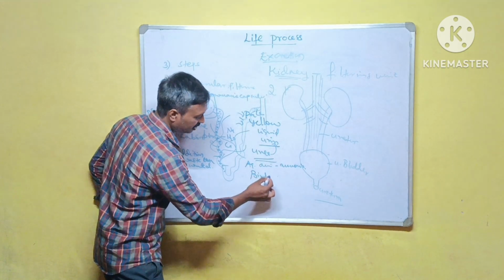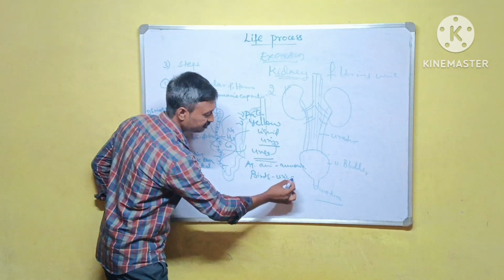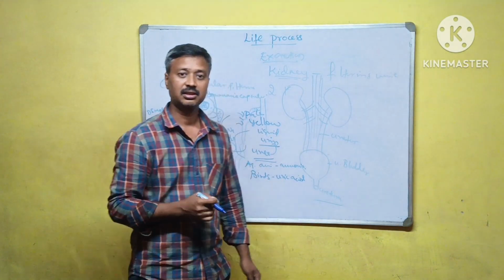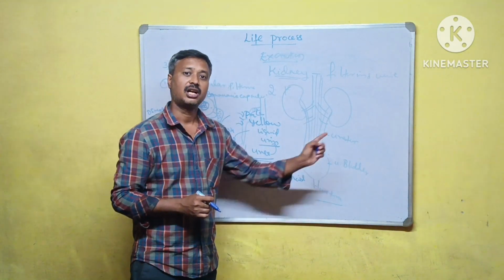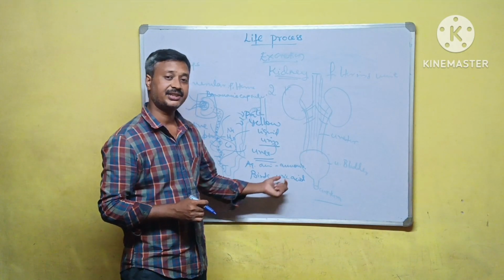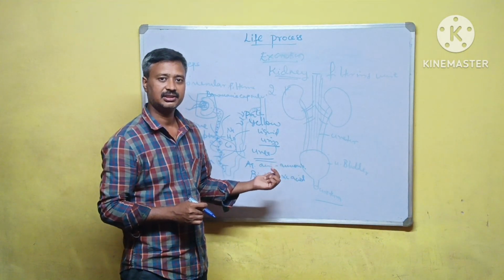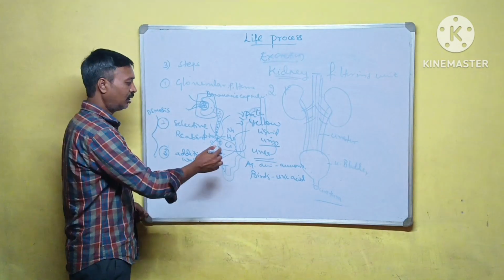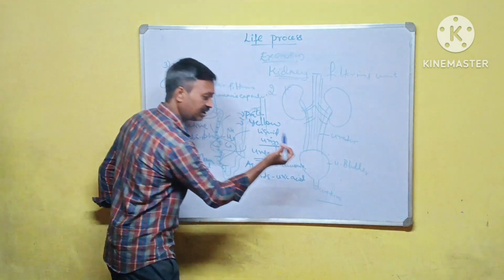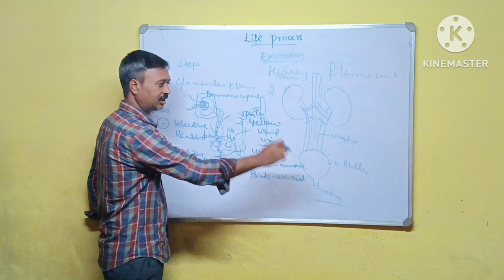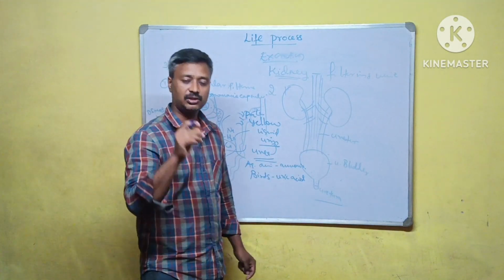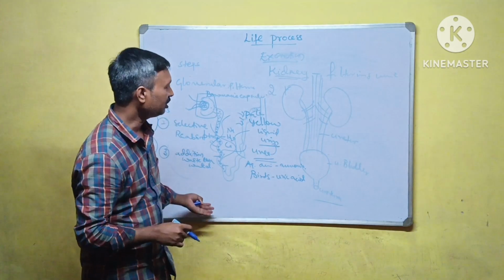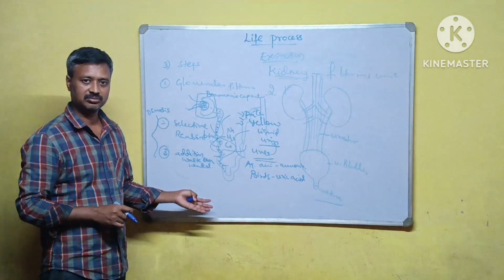Birds excrete uric acid. We excrete urea. Aquatic animals excrete ammonia. Birds excrete uric acid. Is it clear? Any doubt? Now the waste is collected in the urethra and later it is sent out through the urinary organ, called penis, vagina. That's it about the excretory system.